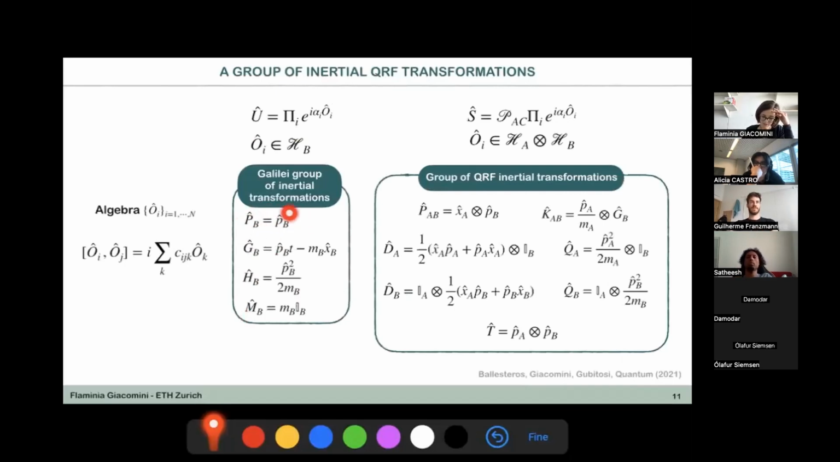So here we don't have anymore just the single generator of translations. What this becomes is XA tensor PB. So this would be the equivalent of the translation. Then instead of the boost, we have PA divided by MA tensor the generator of the boost that is the same as here. Then we have the Hamiltonians, so the generator of time translation, which instead of having just the one on system B, we have both the one on system A and the one on system B.